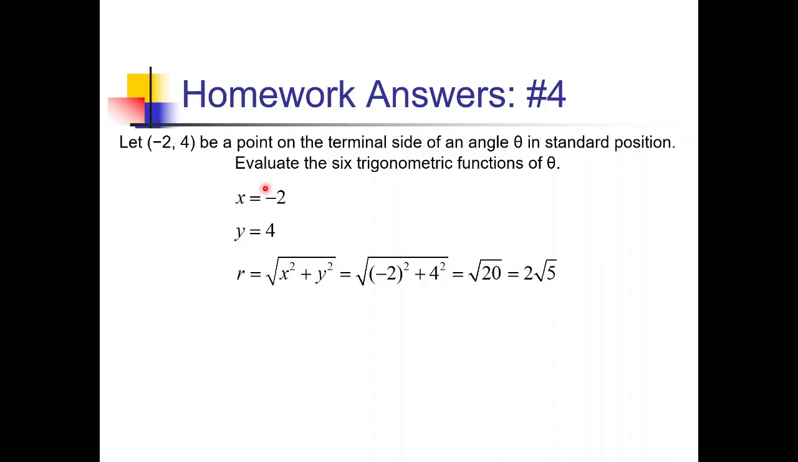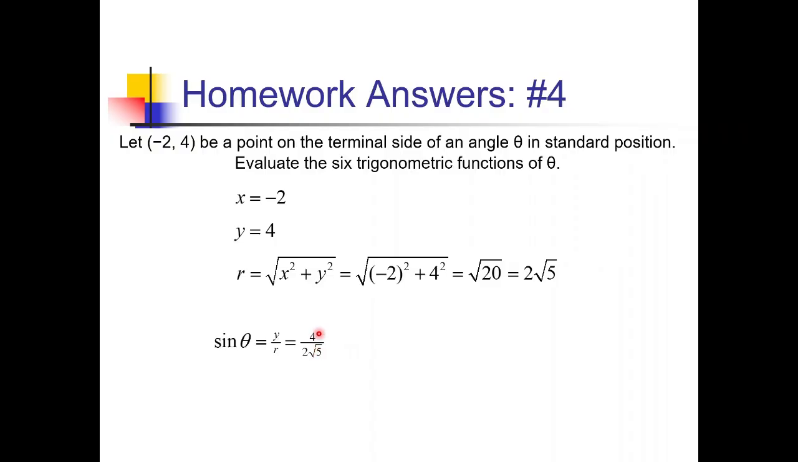At this point, now that I've got x, y, and r, I'm going to write out all 6 functions, starting with sine. Sine is y over r. So in this case, we've got 4 over 2 radical 5. And it looks like I can simplify this a little bit.